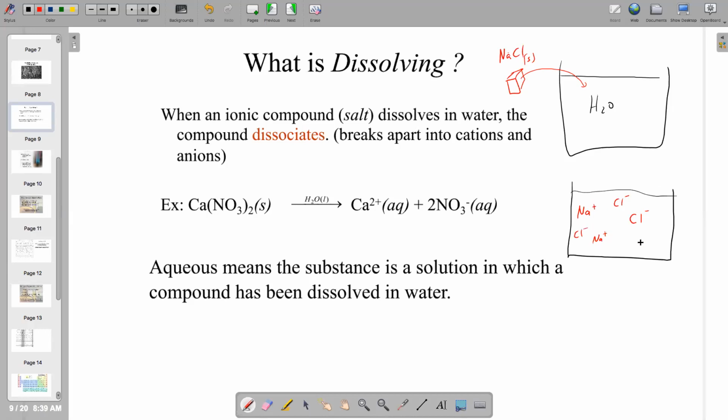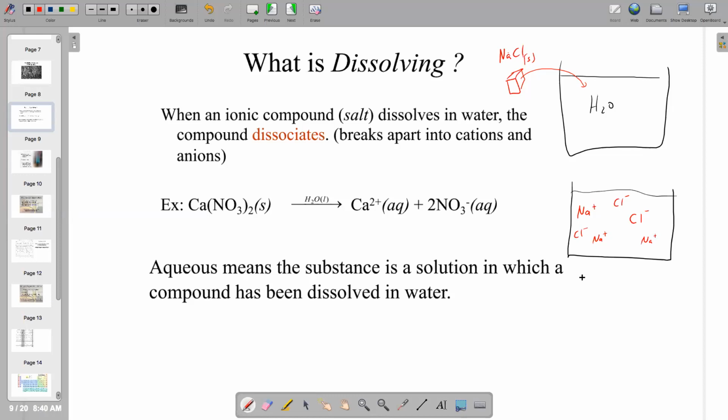And what it means to be dissociated is like the opposite of being associated. If you're associated with something, you're aligned with it, or you're close to it, or you're part of it. So being associated means that you're together. Being dissociated means that you're apart or you're separate in some kind of way. So if solid sodium chloride is put into water, it dissociates.